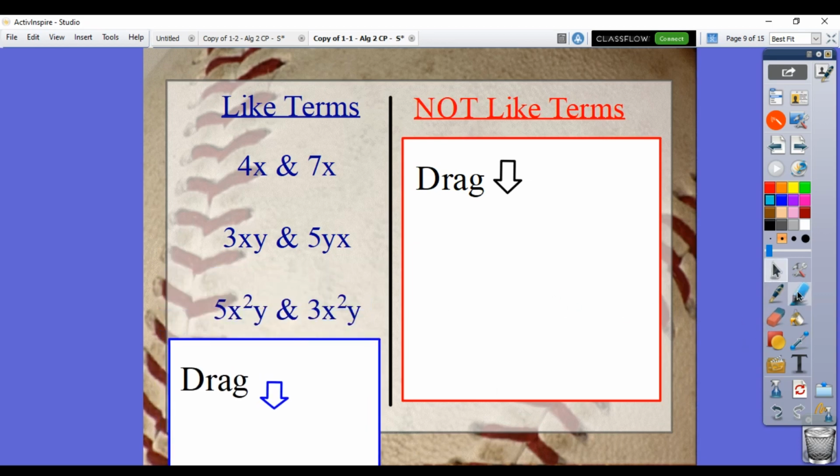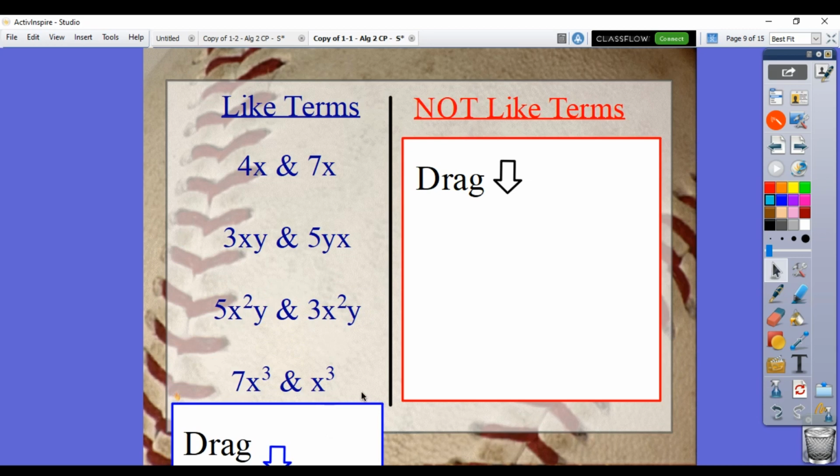This one here is still like terms because this is x squared and this is x squared. If the squared was on the y and not on the x, it's not going to be like terms. Okay, if this is 5x squared y and this is 3x squared y squared, then they're not the same because the y here has the exponent of 1, not 2, so they're not going to be like terms. But in this example, they are going to be like terms.